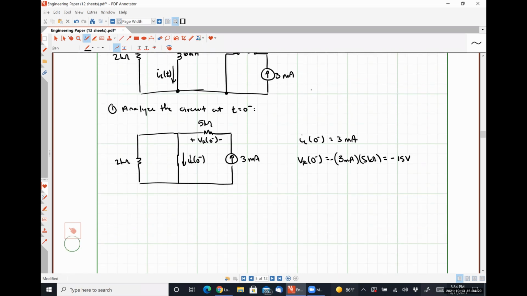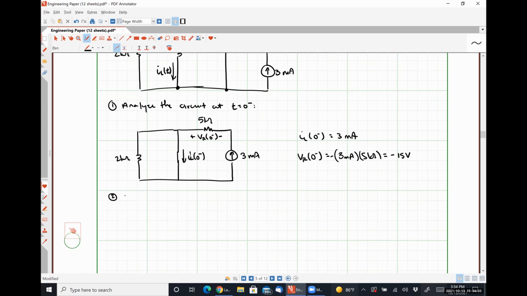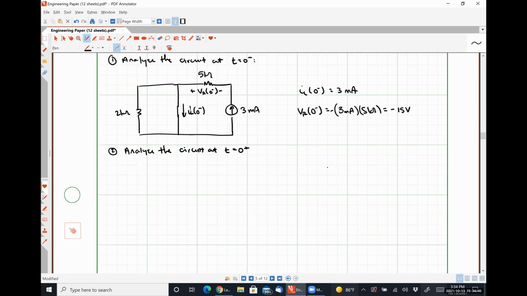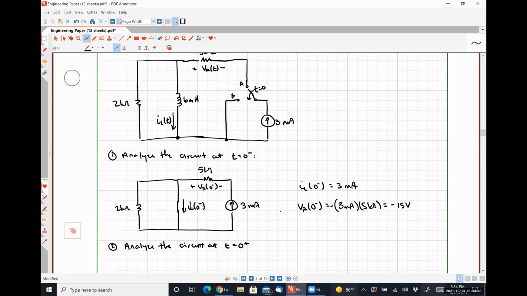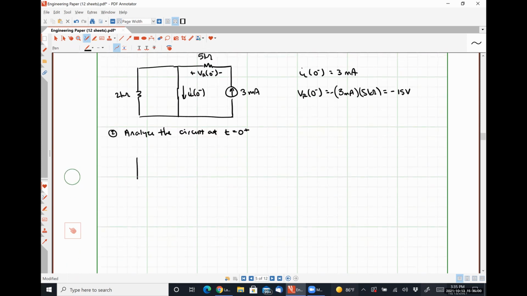Now we analyze the circuit at t equals 0 plus. At t equals 0 plus, that current source is connected to terminal B. So what we have is our 2 kilo ohm resistor connected in parallel with our inductor, then our 5 kilo ohm resistor here, and over here we have our short circuit and our 3 milliamp source.